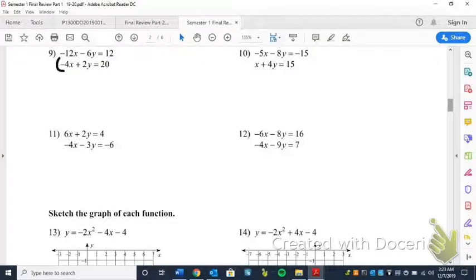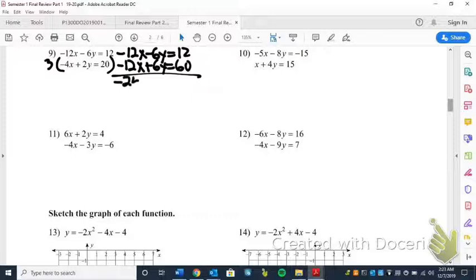Moving on. 9. We're going to multiply that bottom one by 3, so we can get rid of the y's. That gives us negative 12x minus 6y equals 12. Negative 12x plus 6y equals 6. Keep track of your negatives here.